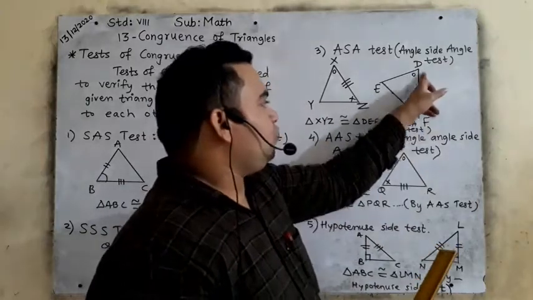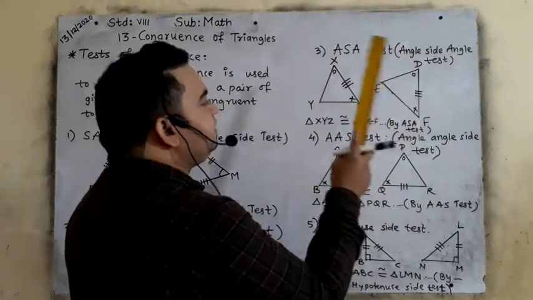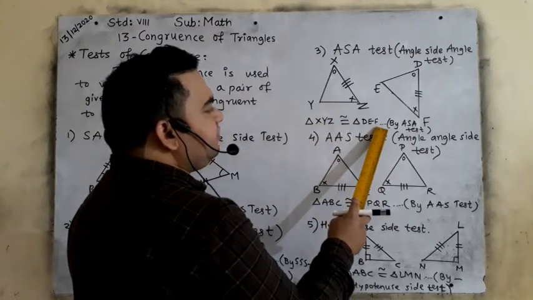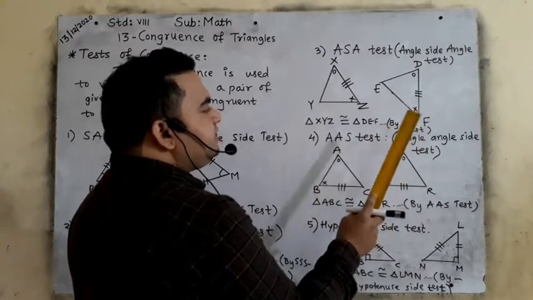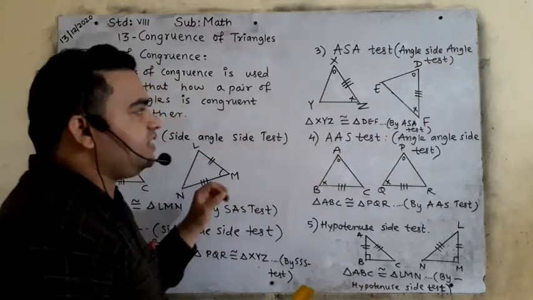It means a side is given between two angles. It means this is angle side angle. See, triangle XYZ is congruent to triangle DEF by angle side angle test. See properly the order. Okay, we have to write the order.